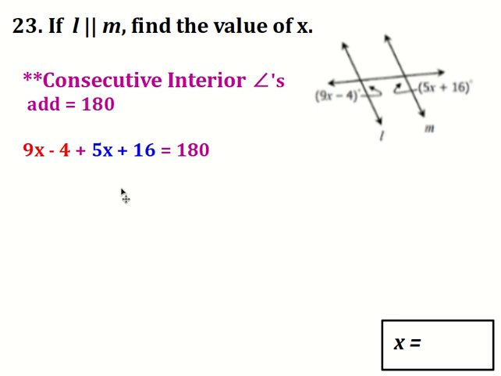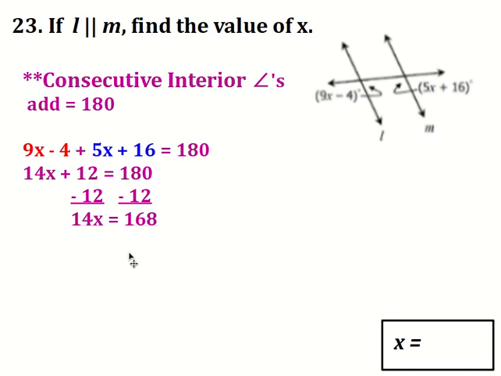So 9x minus 4 plus 5x plus 16 equals 180. I want to combine like terms. So 9 and 5 give me 14. 16 minus 4 gives me 12. Start moving over the constant, so I'm going to subtract 12 from both sides. 14x equals 168. Divide through by 14, and x is going to be equal to 12.